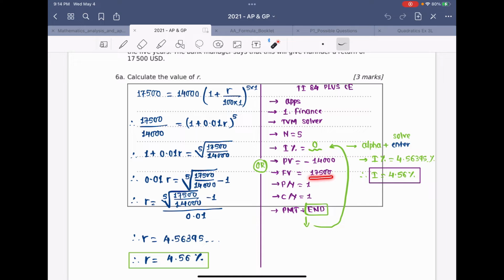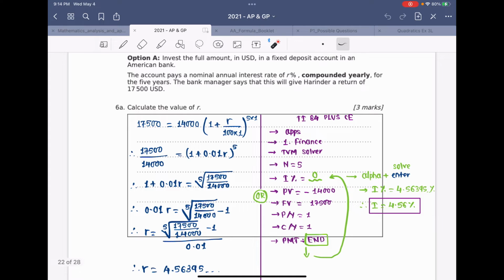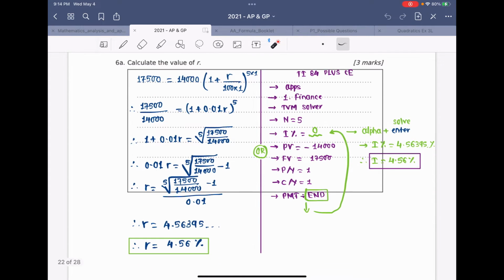Future value expected is 17,500. I am entering that. Payments per year is 1 because it is given. Compoundings per year is also given, that is yearly. Go in PMT, there are two options. Always choose End. And once you choose End, then go back to the quantity which we want to find. In this case, we want to find I, that is the percent.